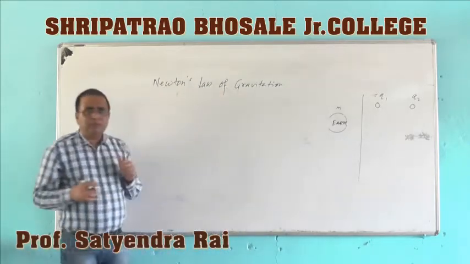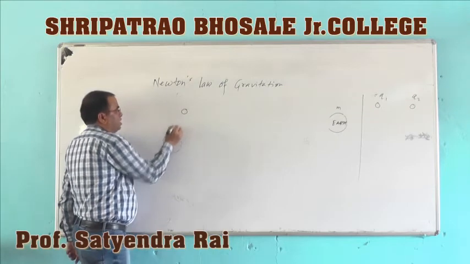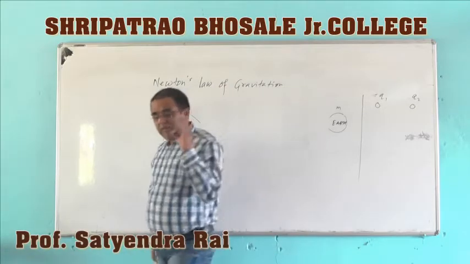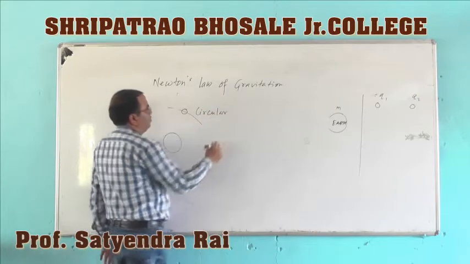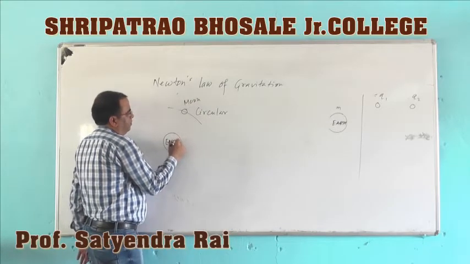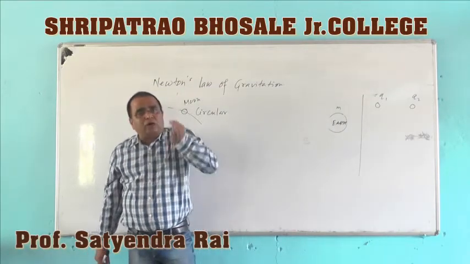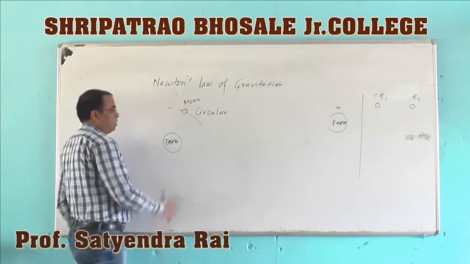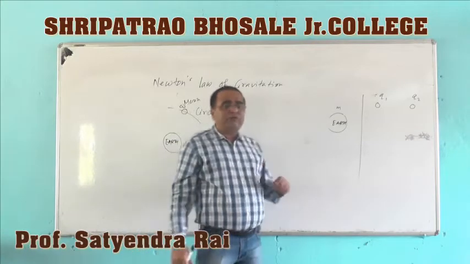Now, if the moon is revolving around Earth, and the orbit is supposed to be circular or almost circular, then the moon has to execute circular motion. If the moon executes circular motion with an angular velocity omega, then definitely a question comes to your mind.